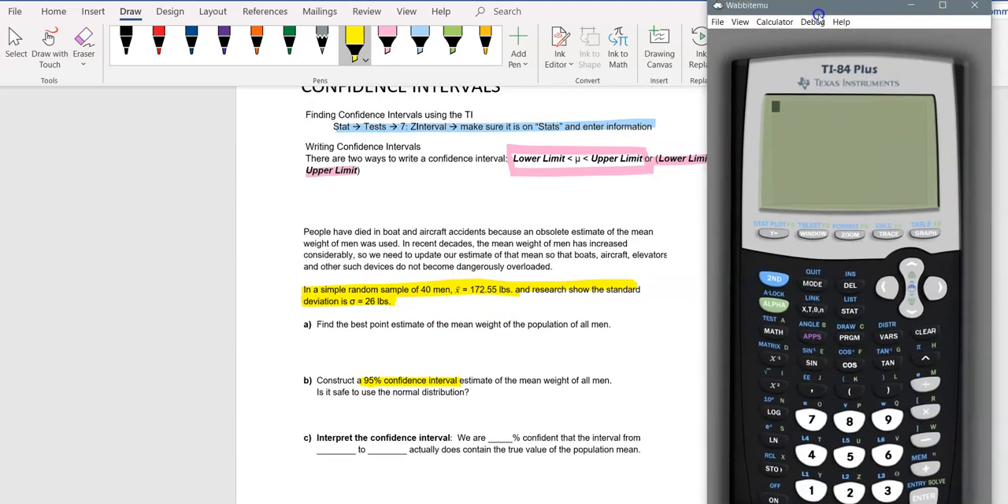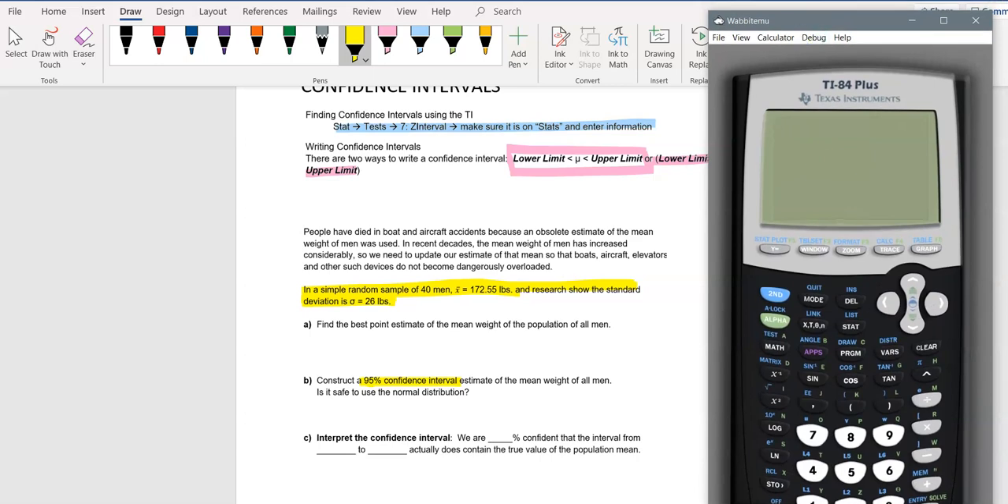So I'm going to need you to bring your calculator over, turn it on, and you're going to go to Stat. So that button we've been using a lot for our class. So we're going to go to Stat, and we're going to arrow over to Tests. So I'm going to arrow 2 to the right. Then we're going to choose option 7, Z interval. So arrow down to option 7 and hit enter to select it.